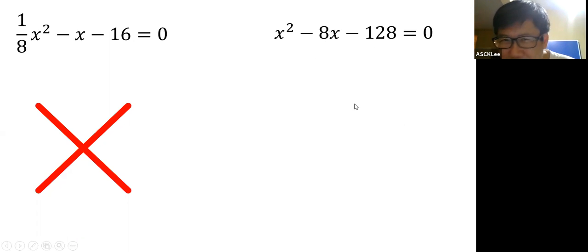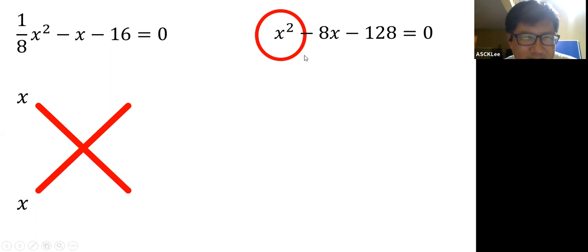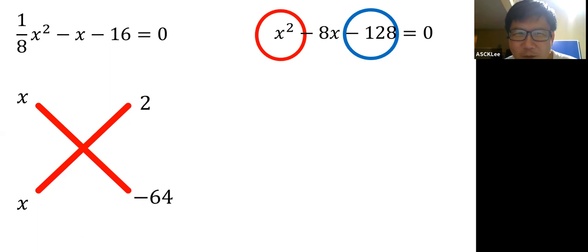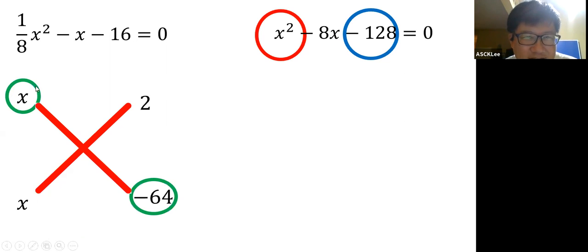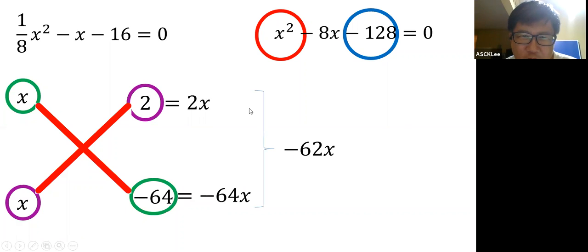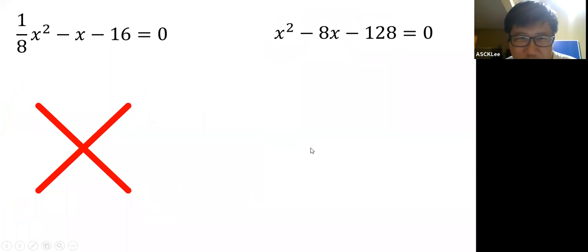This is scary. This is easy. So x squared is x times x. Minus 128 is 2 times minus 64. And when you multiply that out, x times minus 64 gives minus 64x. X times 2 is 2x. When you add that up, you don't get your minus 8x. You get minus 62x, which is far from what you want.